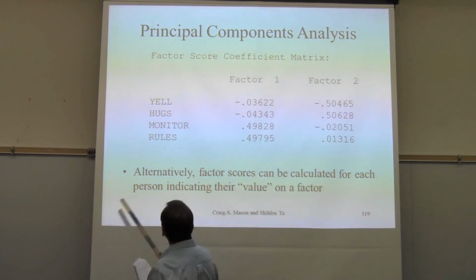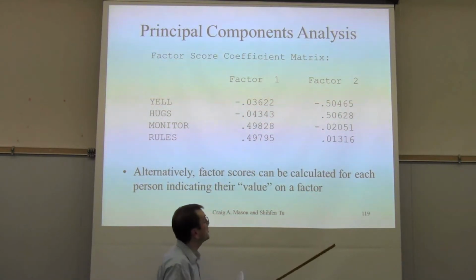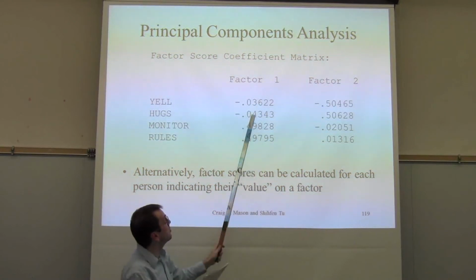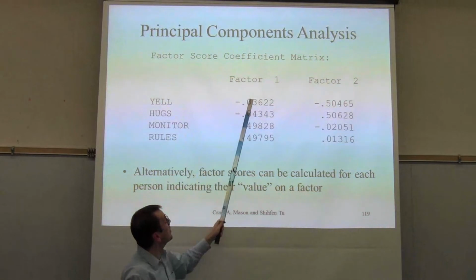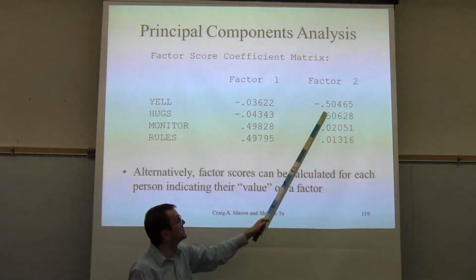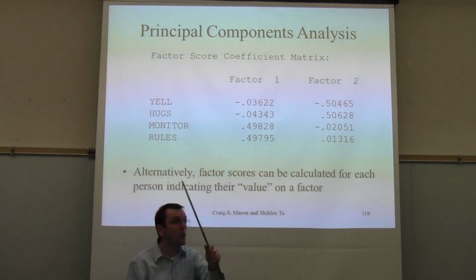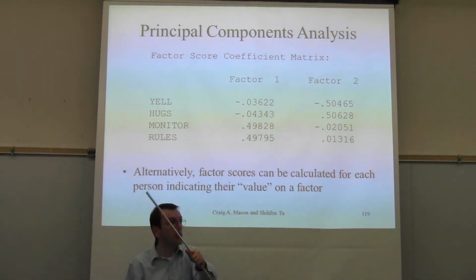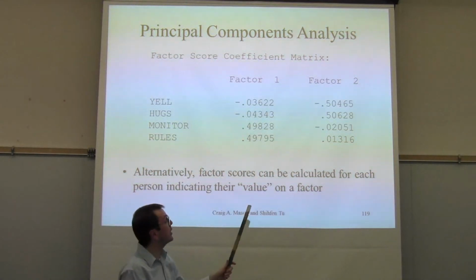And you can do that. The computers will give you what's called a factor score coefficient matrix, and you take every individual score, multiply them by these weights, and that gives you their factor score, kind of what your boulevard would be, what your lane would be, versus what we saw for the variables as well.